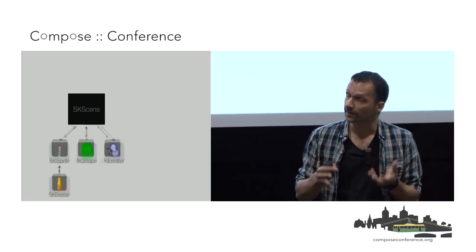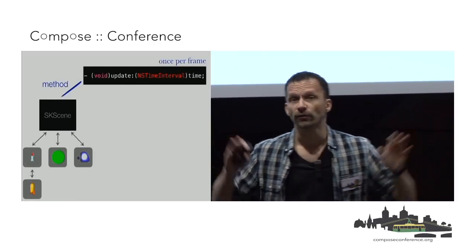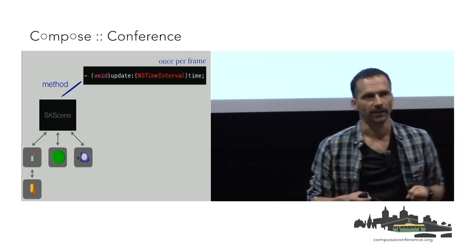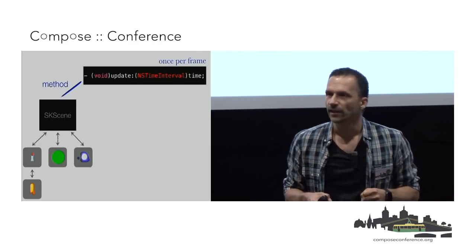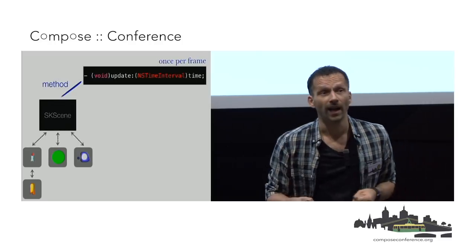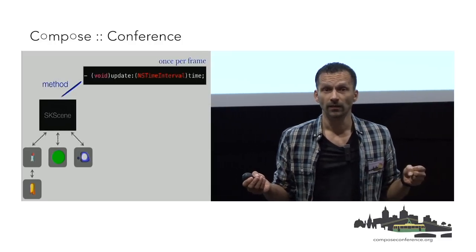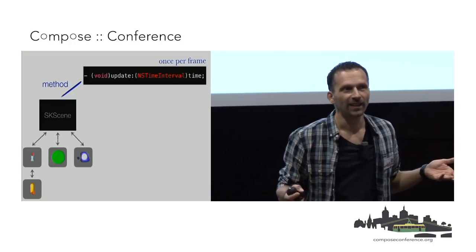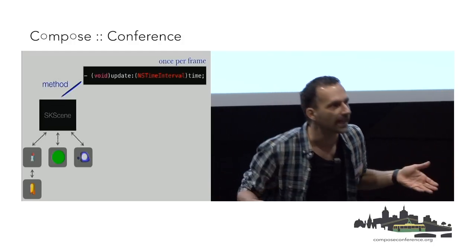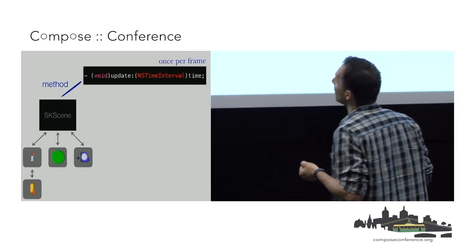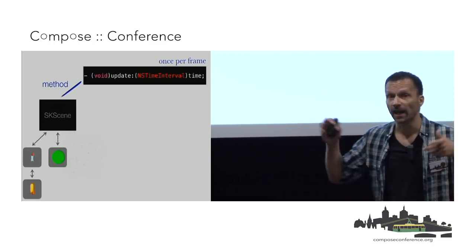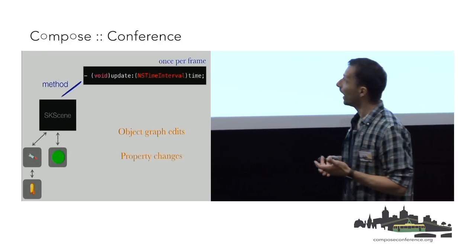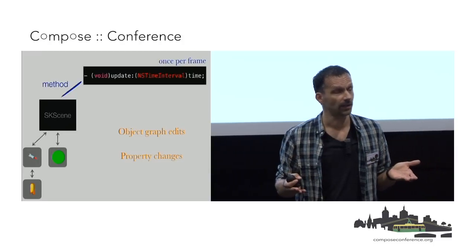And how does the code look? Well, there are lots of callbacks. In particular, the master one, I would say, is this update method on the scene object. And it just gets a time, and that's it. So what does it do? Well, whatever it likes. It just mutates all over the place. It's called object-oriented programming. So in particular, it might edit the object graph or change some properties of those objects, right?